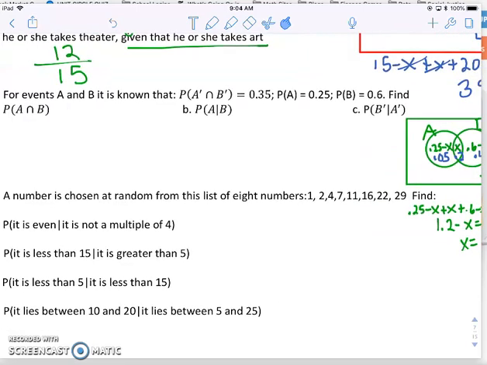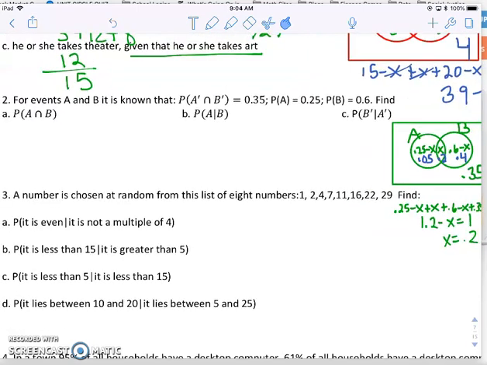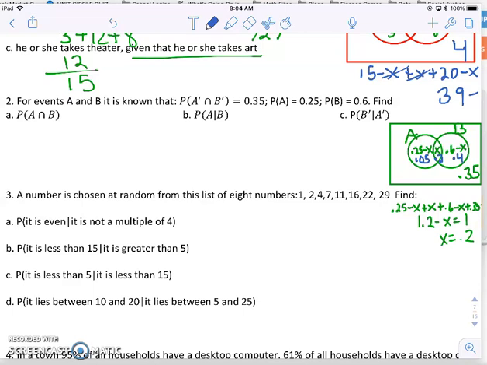So find the probability of A and B. So that number in the middle, A and B, would be 0.2. Find the probability of A given you're in B. So B, our circle, is 0.6. So the probability that you're in A given B, so we're looking right at that circle, and what's the probability that you're in A would be 0.2 out of 0.6.